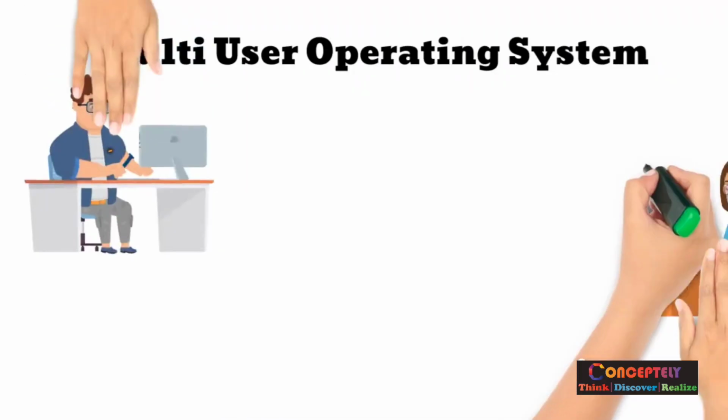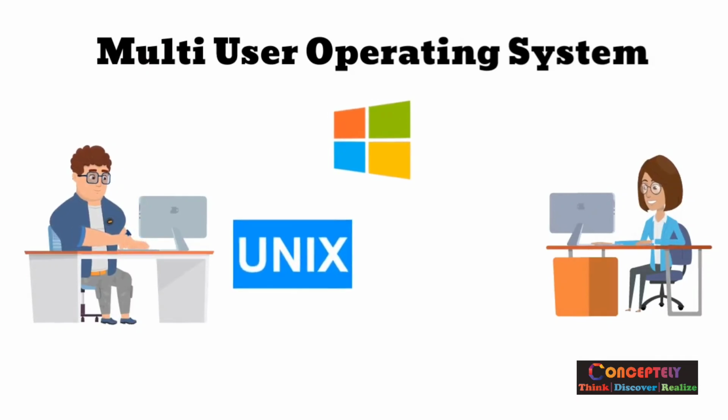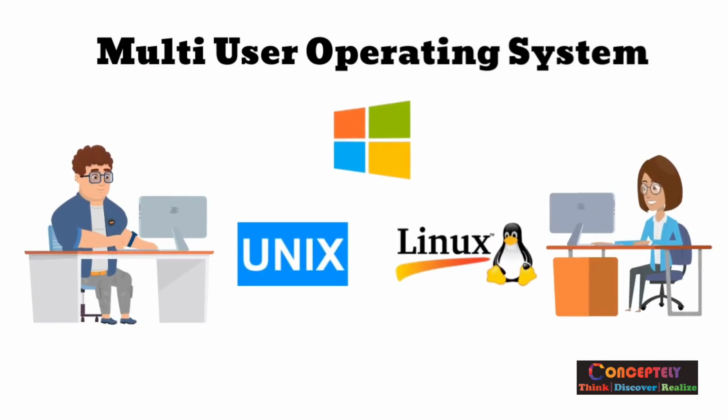Next, a multi-user operating system allows many people to use the same computer or different computers at different times. Therefore, this main computer is attached to many other computers. A few examples of such operating systems are Linux, Windows, and also the Unix operating system. The multi-user operating systems are usually used in big offices and big organizations like hospitals and railway stations.